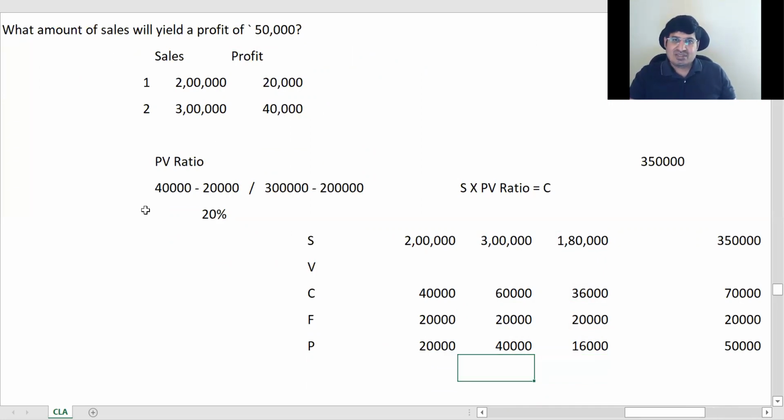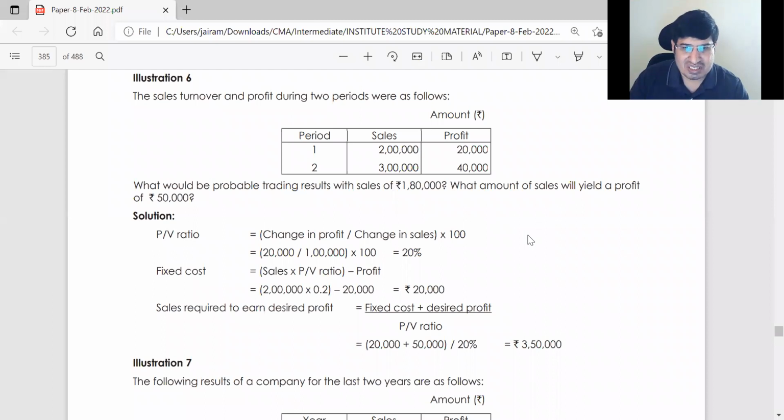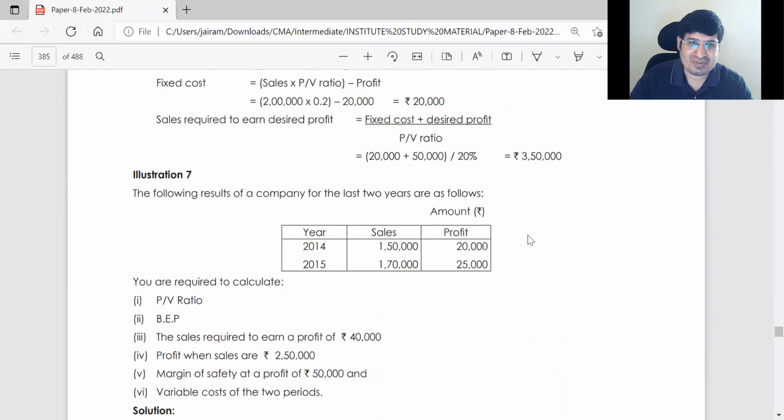Okay, understood. Then we can do one more problem quickly. I think the next one is, I'm taking you to the study material again. This one we will do a little quickly, but it's very similar to the earlier one.